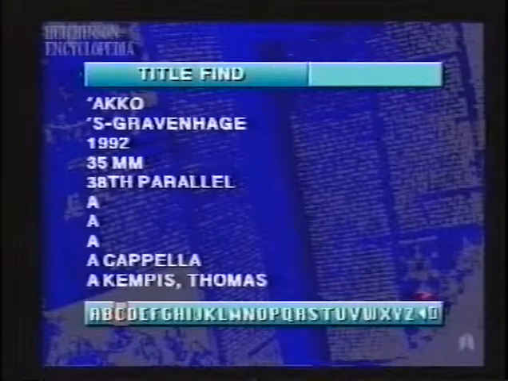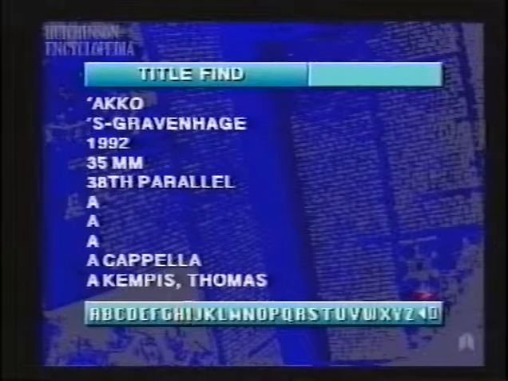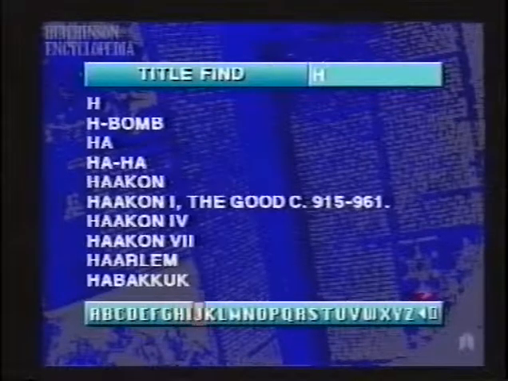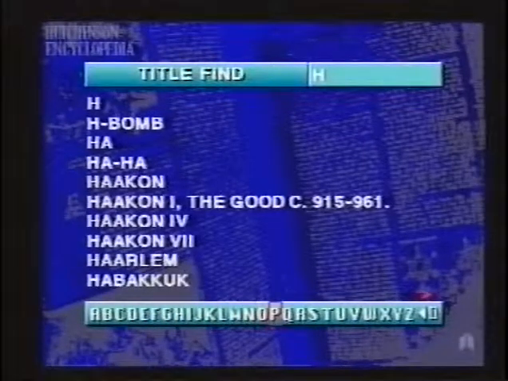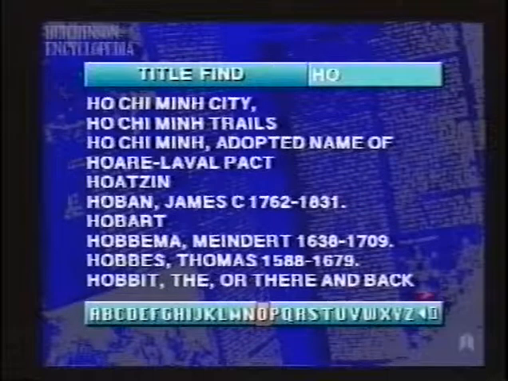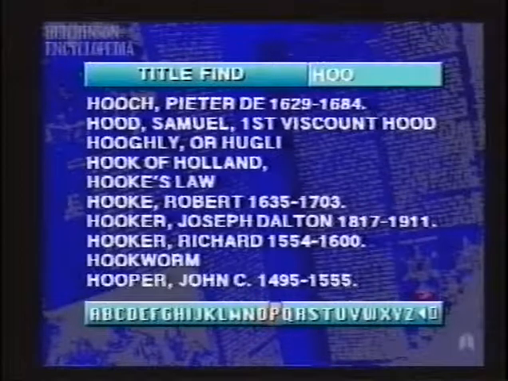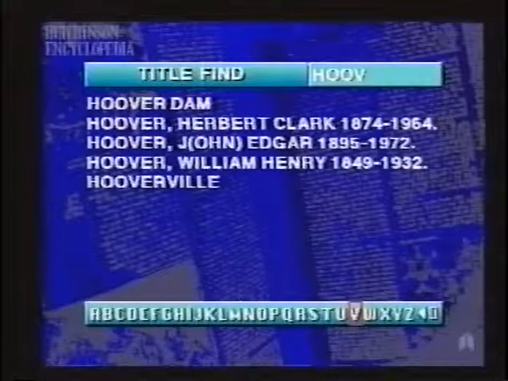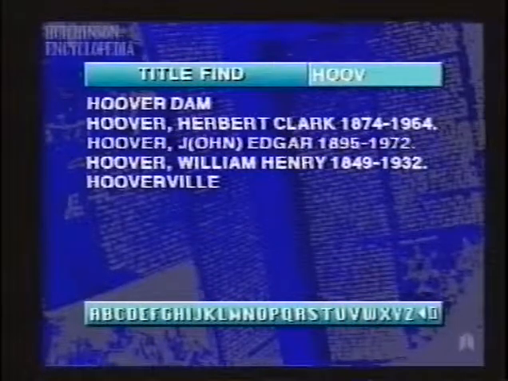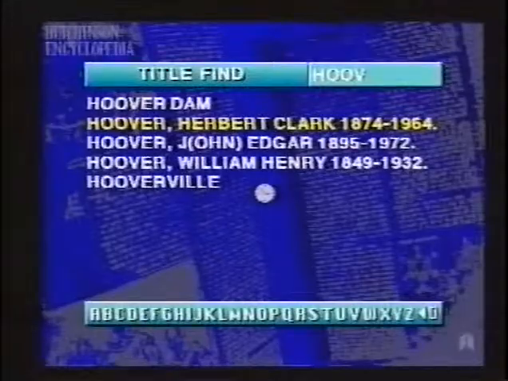This has taken us to a list of titles. I actually want an entry on Hoover, that American bloke who had the dam built. To get to his entry, I'll just start spelling out his name. You have to remember, this title was designed to run on a machine which had no keyboard, so I'm having to select these letters with the controller, which isn't always easy. Once we're close to the name, we can just pick out one from the list and click on the button.